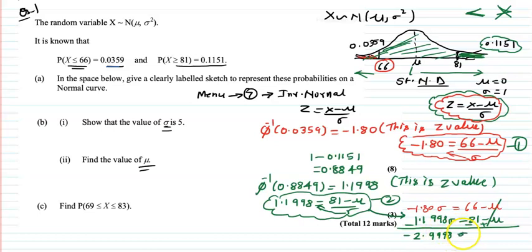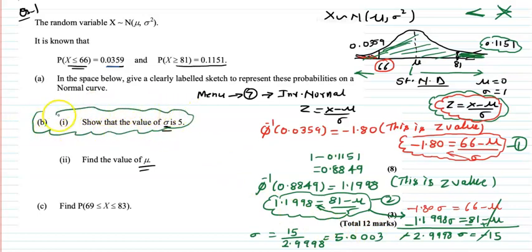So this is sigma, and it is minus 15, minus and minus cancel, so sigma is 15 divided by 2.9998, and if you divide it you get 5.0003. So that's the first part: show that sigma is 5. So here sigma is 5. Nice and easy.